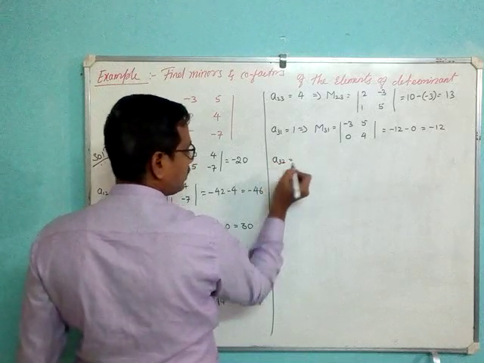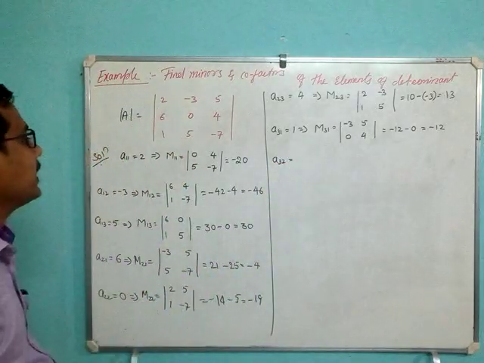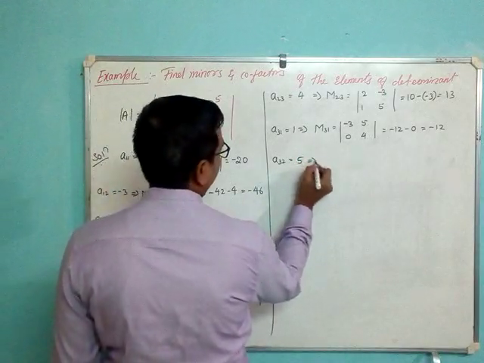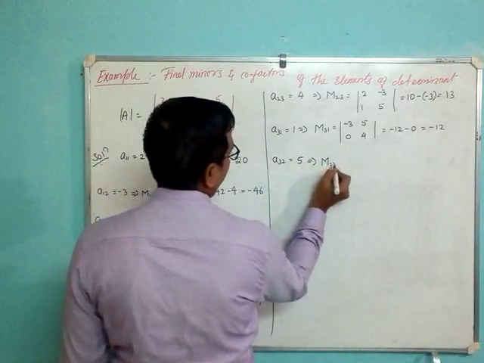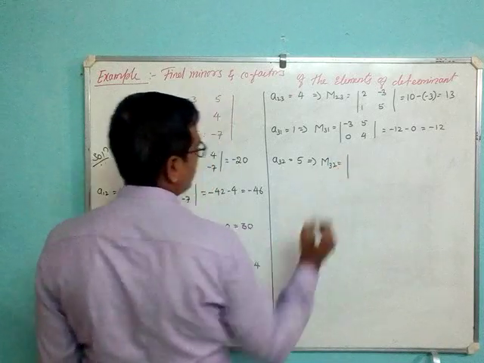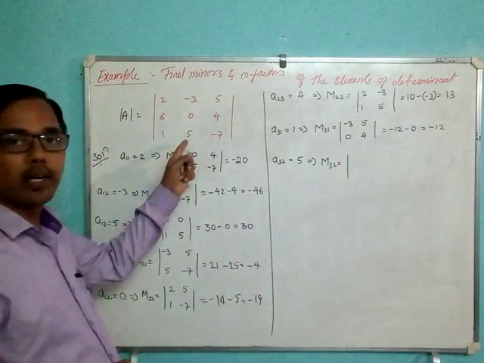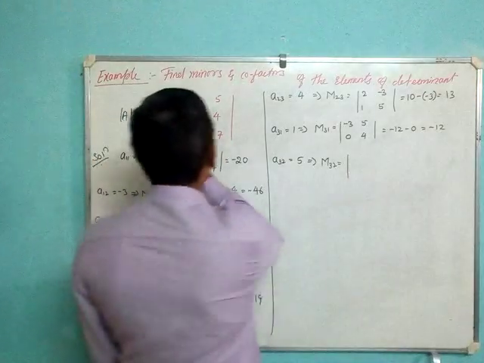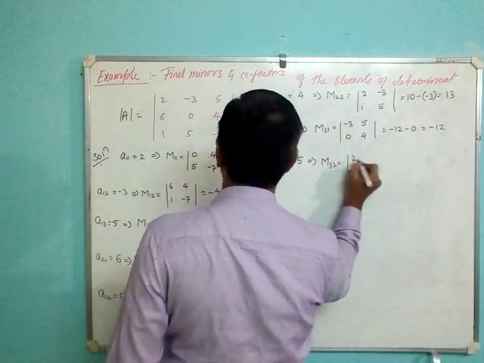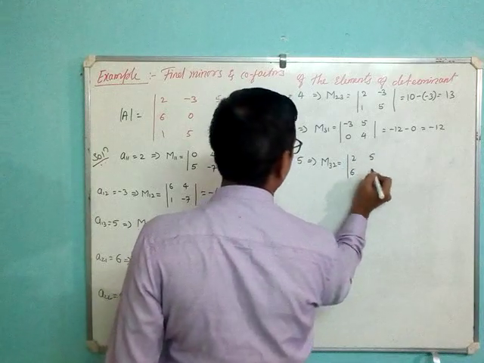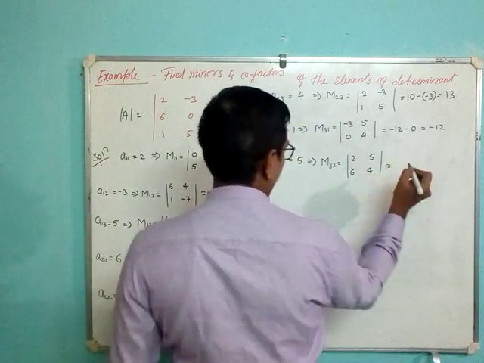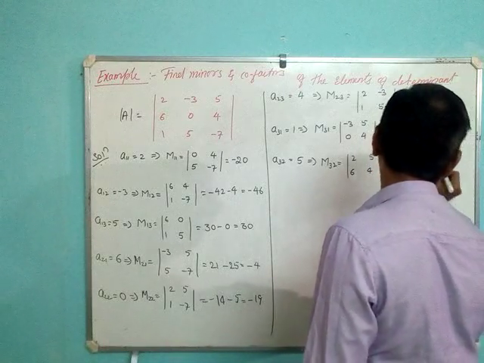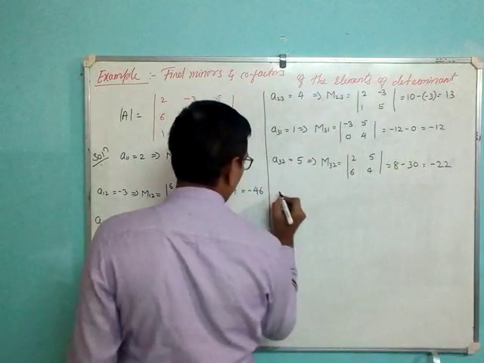A32 is 5. M32 will be, neglecting the row and column containing A32, that is 5. Neglect third row and second column. So third row, second column is neglected. 2, 5, 6, 4. So this is nothing but 2 into 4 is 8, 6 into 5 is 30. So that is minus 22.